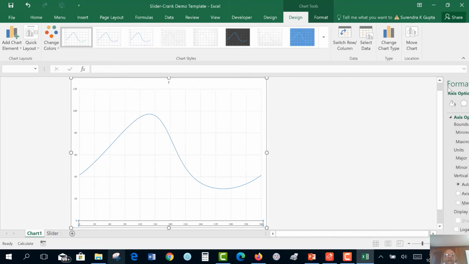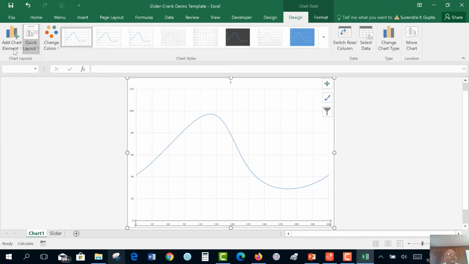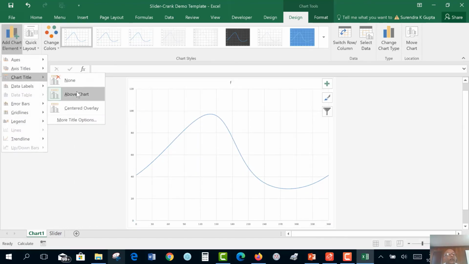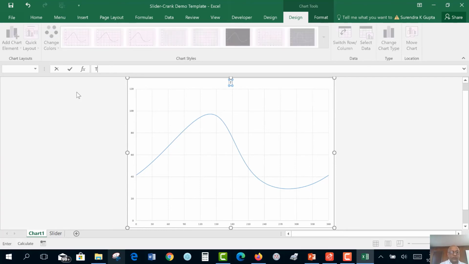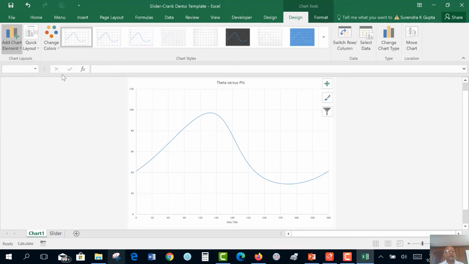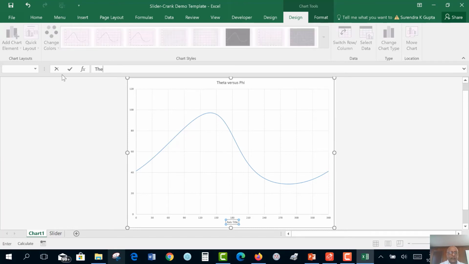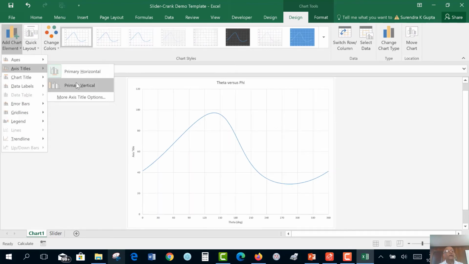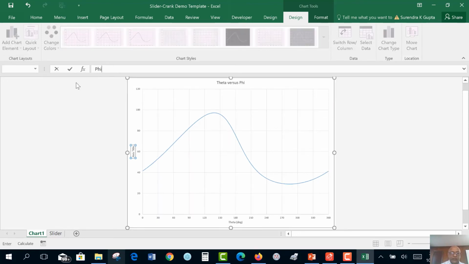Okay, let's give some titles, etc. So we always start with chart title. So this is theta versus phi. Okay, axis horizontal is theta in degrees. Vertical phi in degrees.